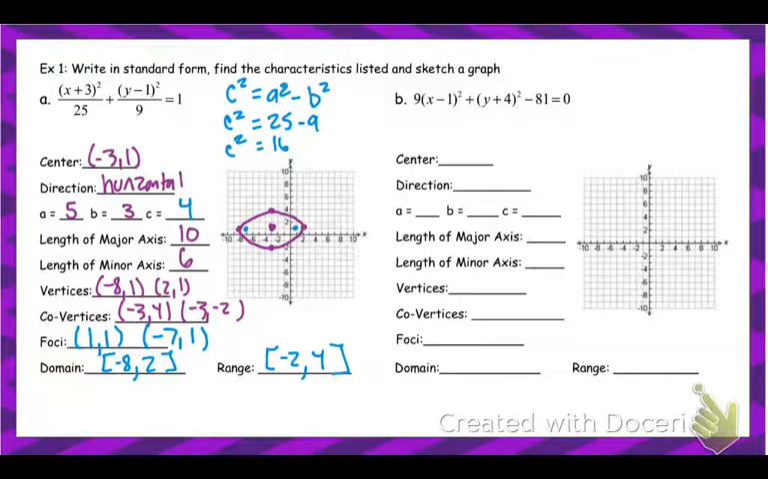All right, on B, very similar, but it's not in standard form yet. Standard form has to equal 1. So the first thing I'm going to do is move 81 to the other side. Then to make it equal 1, I'm going to divide everything by 81. That's going to give me my standard form equation. If I simplify 9 over 81, that's 1 over 9.